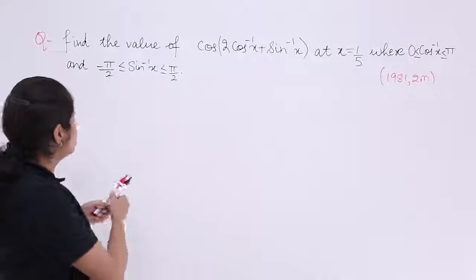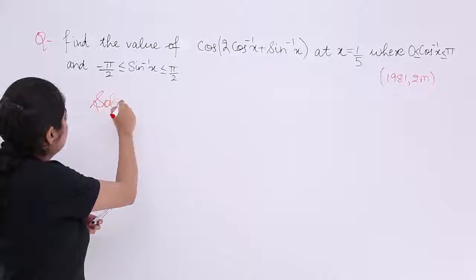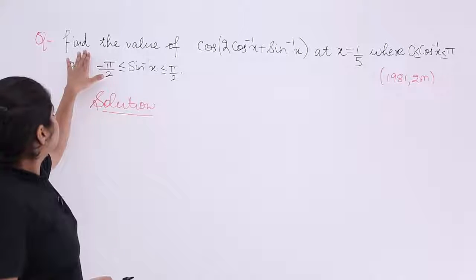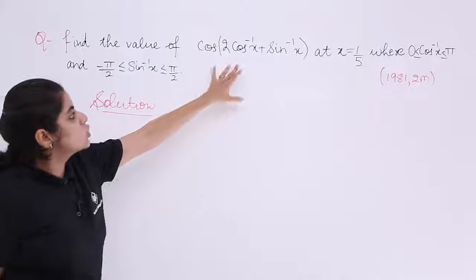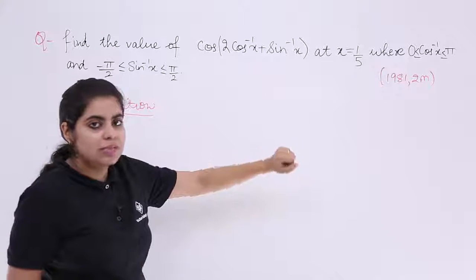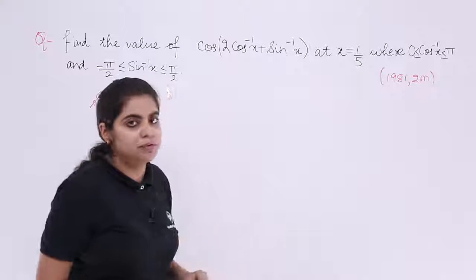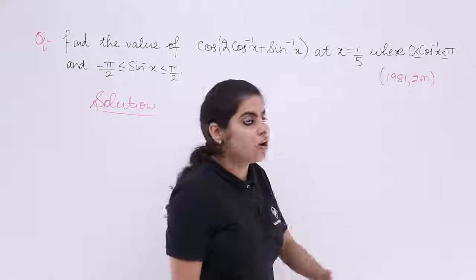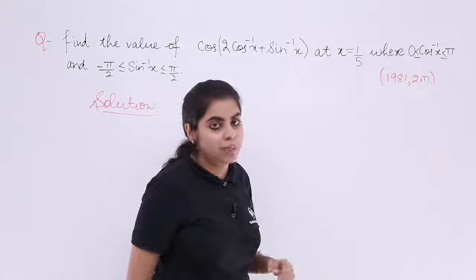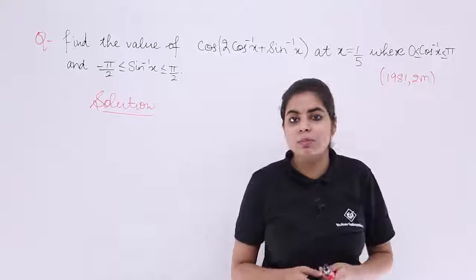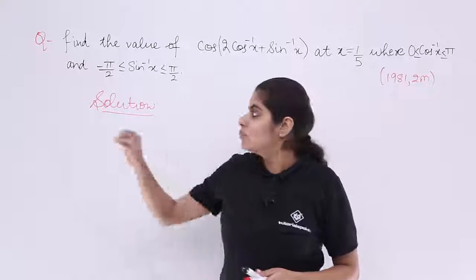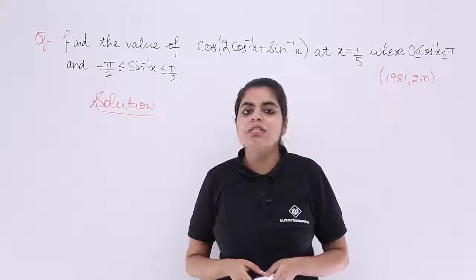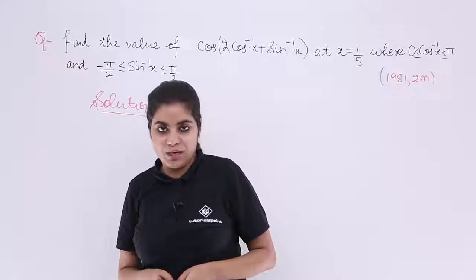I'll be putting the heading solution and then we'll be reading the question together. So what is the question? The question is find the value of cos 2 cos inverse x plus sin inverse x at x is equal to 1 by 5 where some restrictions are given, that is the value of cos inverse x lies between 0 to pi both included, which is the principal value branch also, and for sin inverse x we have minus pi by 2 to pi by 2, that again is the principal value branch.